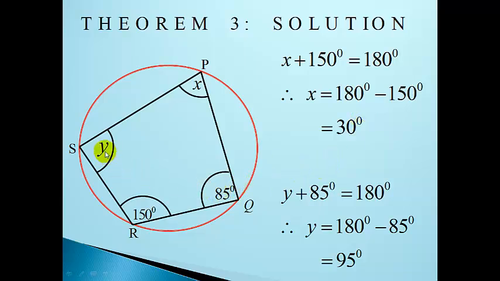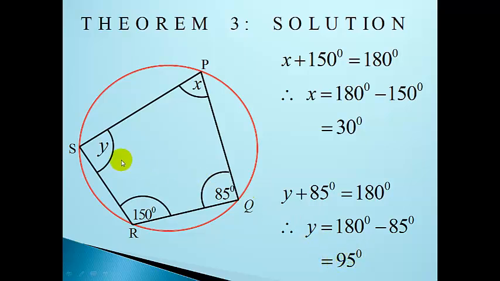Also, angle Y and angle 85 degrees are opposite angles within the quadrilateral, and the sum of the opposite angles is also equal to 180 degrees. So Y plus 85 degrees is equal to 180 degrees. So if Y plus 85 degrees is equal to 180 degrees, then it implies that Y is equal to 180 degrees minus 85 degrees. Now when we subtract 85 degrees from 180 degrees, the value of Y is equal to 95 degrees.